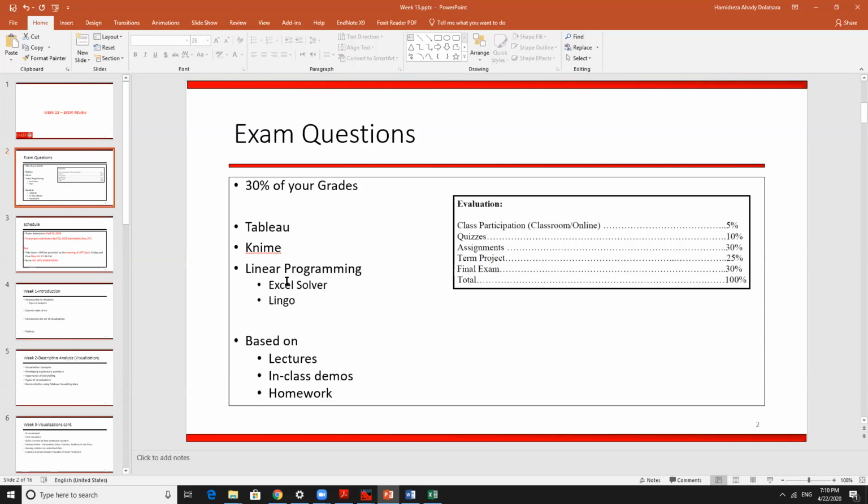You can do it either in Excel, Excel Solver, or Lingo. Just see which one is easier for you, and you can just program in that application.